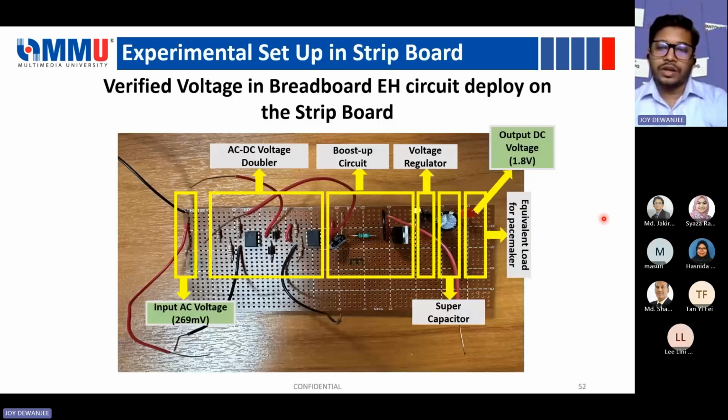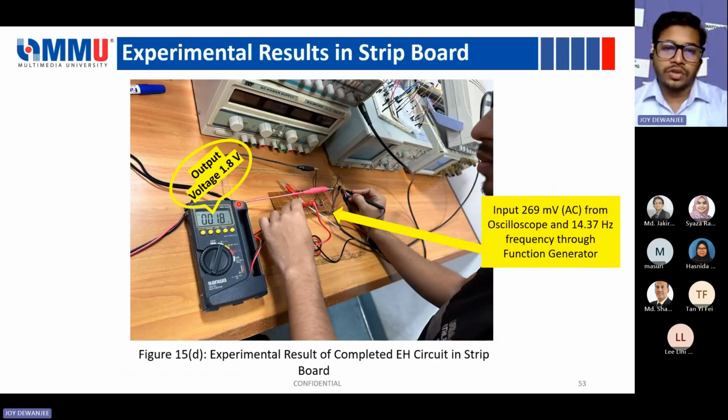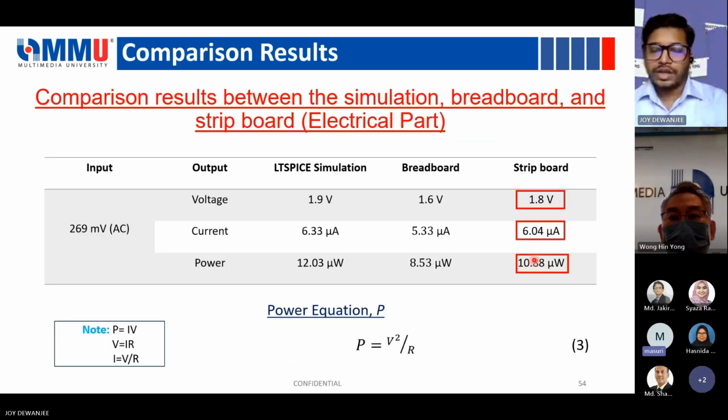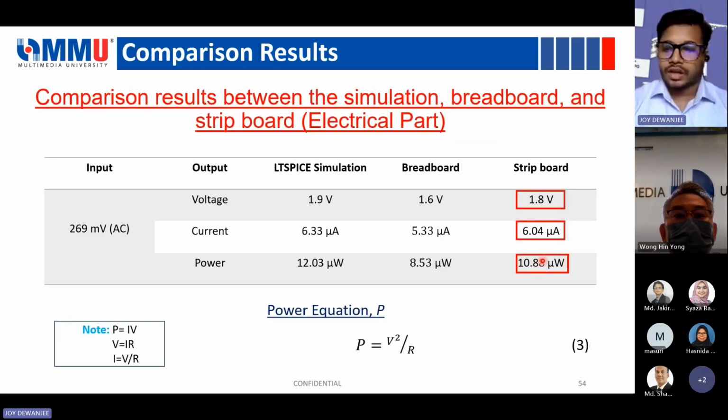And after that, we went to the stripboard. So these are my stripboard setups. We did the setups in our hardware lab. Then finally, we found 1.8 volt. So it's just a low tolerance compared to the simulation. And so these are my comparison results between the simulation, breadboard and stripboard.